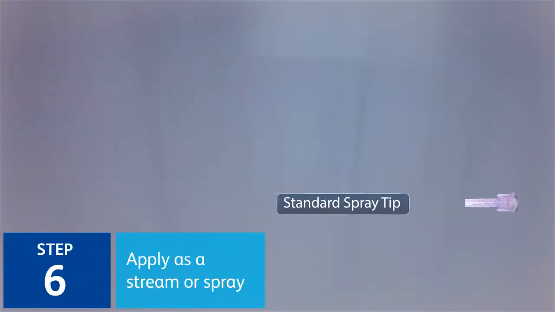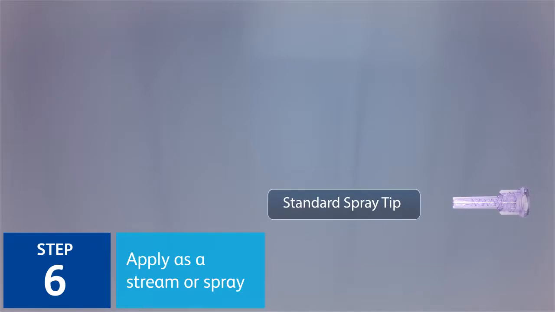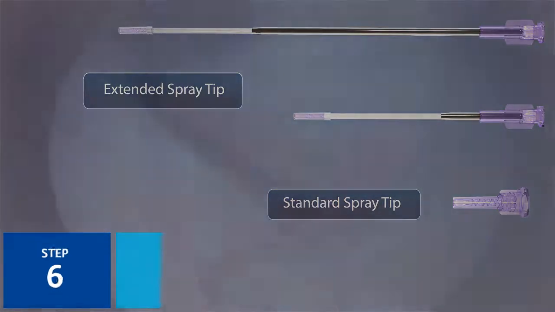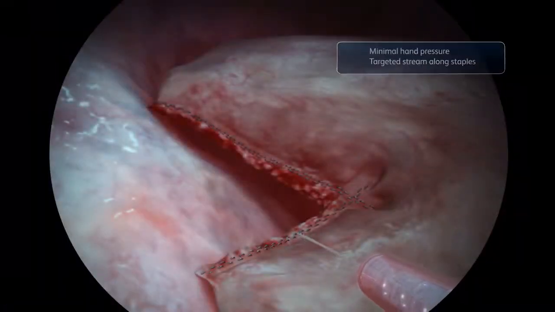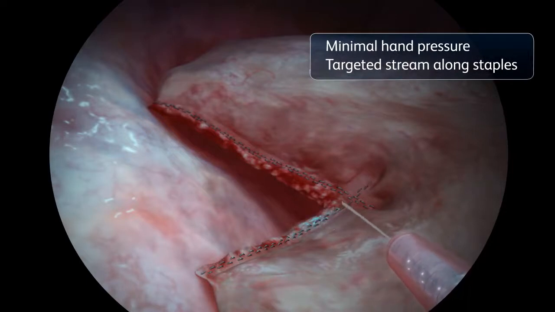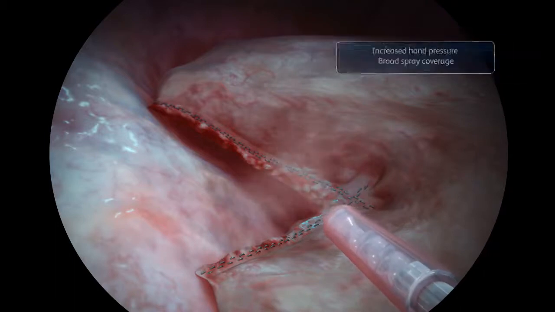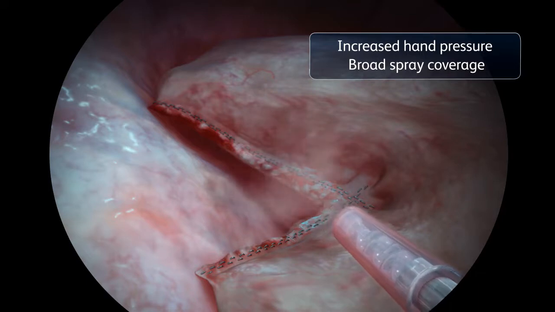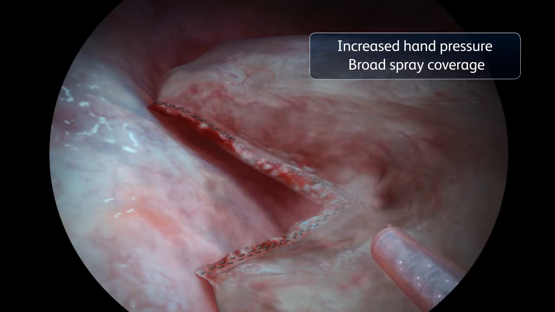Step 6. The unique patented design of the standard and extended spray tips allows for Progel Pleural Air Leak Sealant application as a stream or a spray. Minimal pressure applied to the push rod will yield a stream, ideal for targeted application along staple lines or sutures. Increasing pressure applied to the push rod will yield a spray for application to larger tissue surfaces.